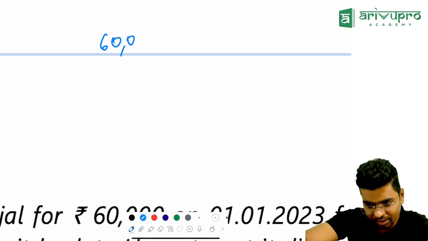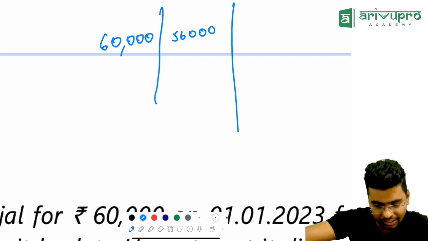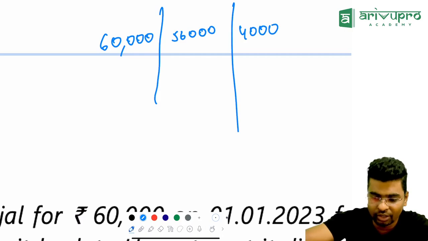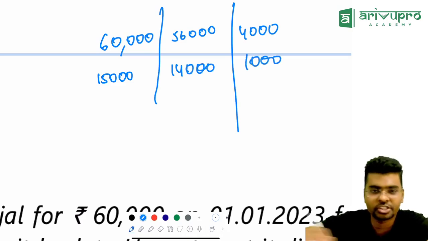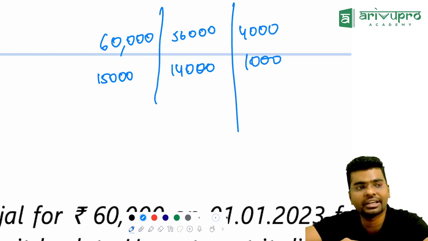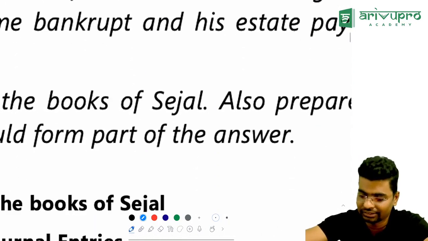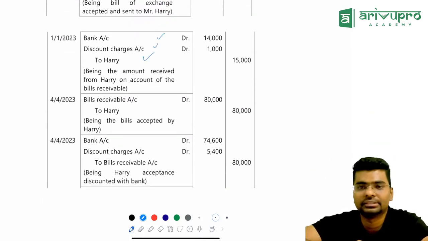For 60,000, he got 56,000. In that, the amount was 4,000. He is asking to remit 1/4. 15, 14. So Sejal is paying money, receiving money. What's the journal entry for receiving money? Bank account debit, discount account debit to Harry.